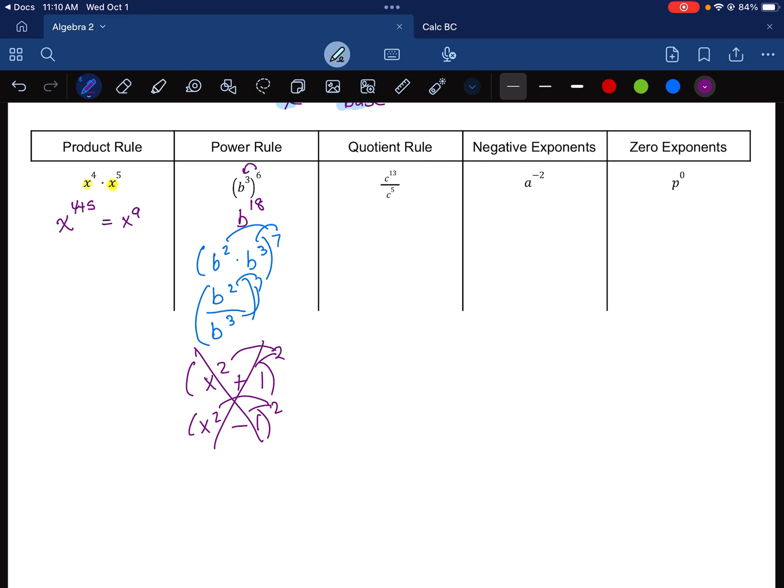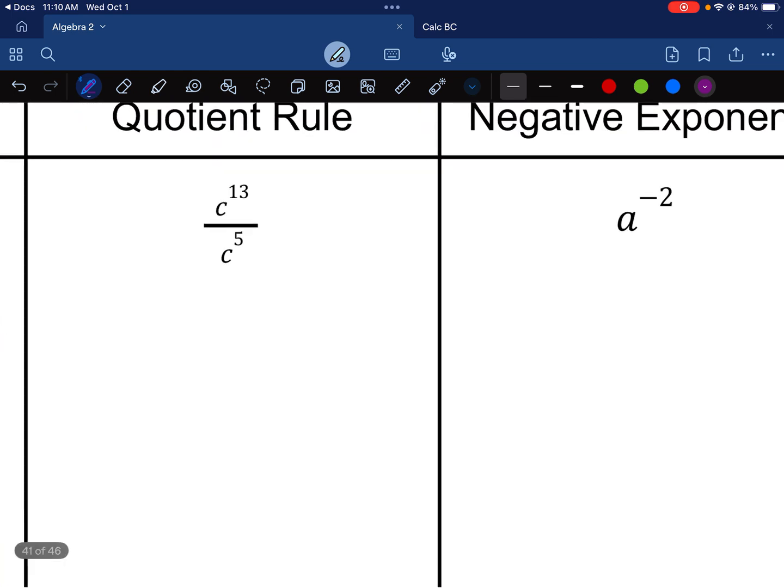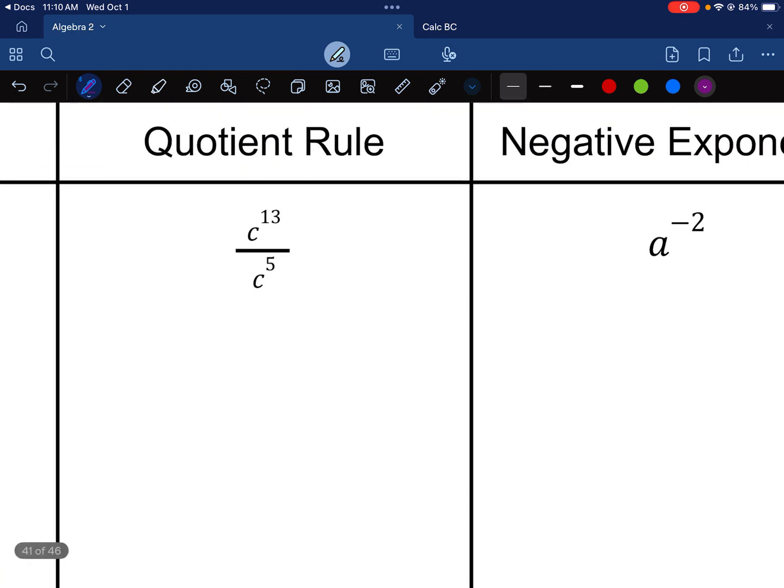The next rule we have is the quotient rule. And I'm going to zoom in on this problem because it's a little hard to see. So the quotient rule. So notice here that we have a base of c, and our exponents are 13 and 5. And then the operation we're doing is division, because we have this fraction bar, and fraction bars mean division.